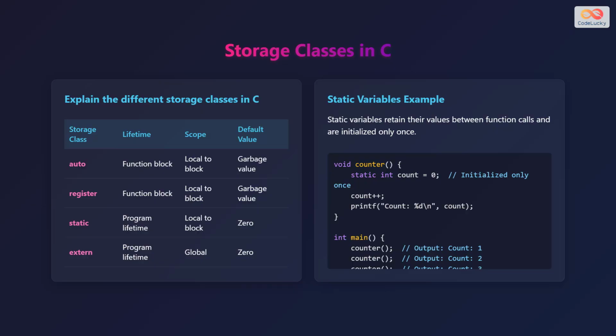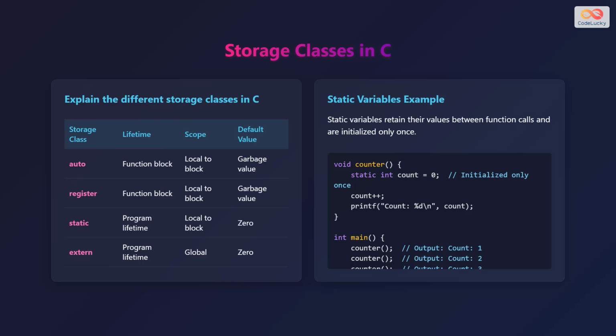Now let's explore storage classes in C. Storage classes define the scope, lifetime, and visibility of variables and functions. Here's a comparison table of the different storage classes in C: auto, register, static, and extern. The auto storage class has a lifetime within the function block and is local to that block. Its default value is a garbage value. The register storage class also has a lifetime within the function block and is local to that block, with a default value of garbage value.